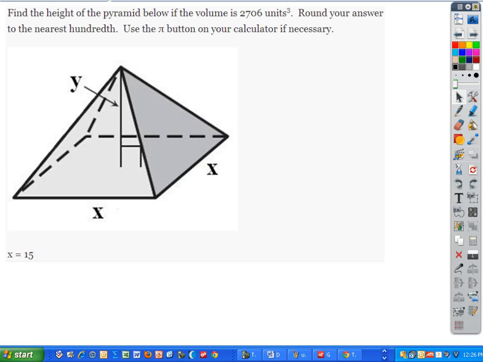So what do we do for problems like this, where we're given a volume or a surface area, and we're asked to find a missing dimension? We always do kind of the same stuff with these. What do we do? Write down the formula. Good. Start with the formula.